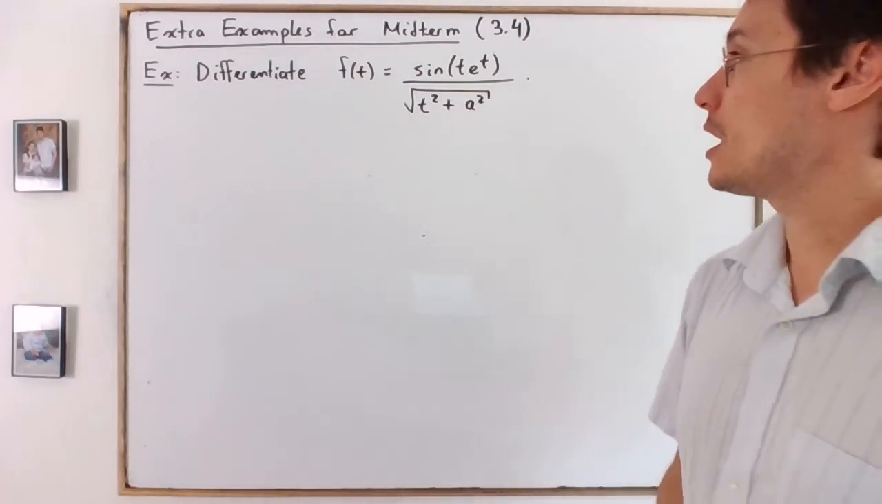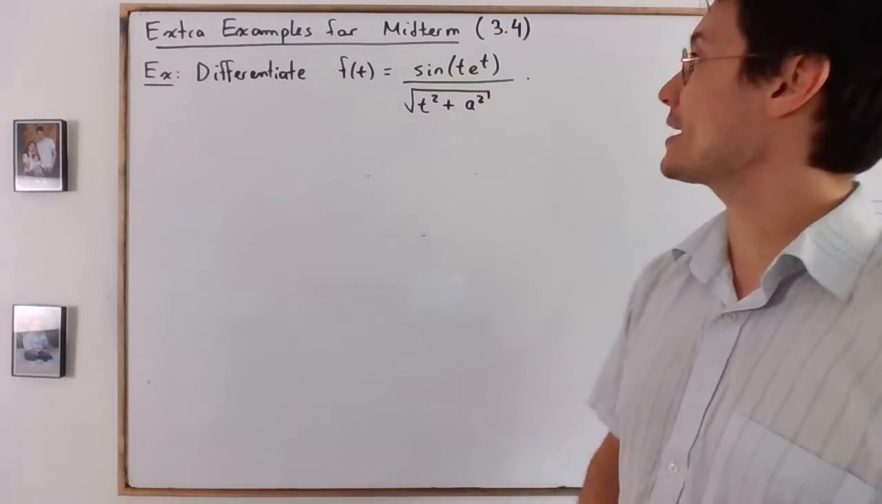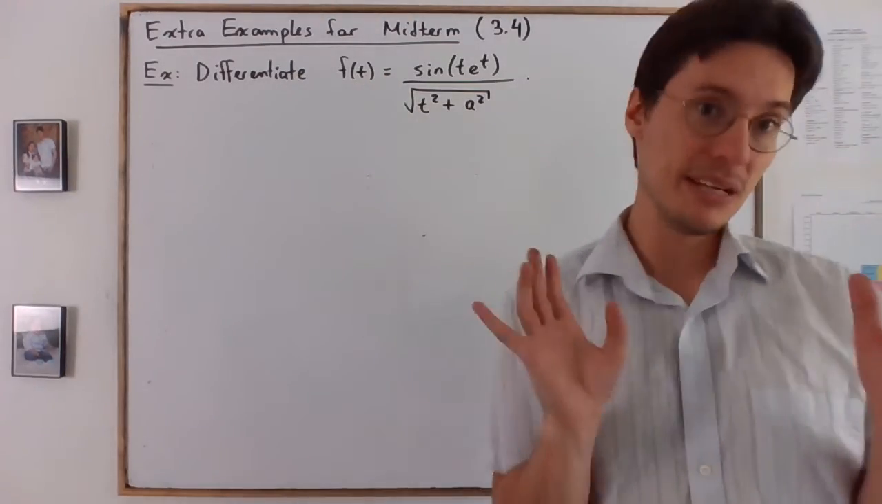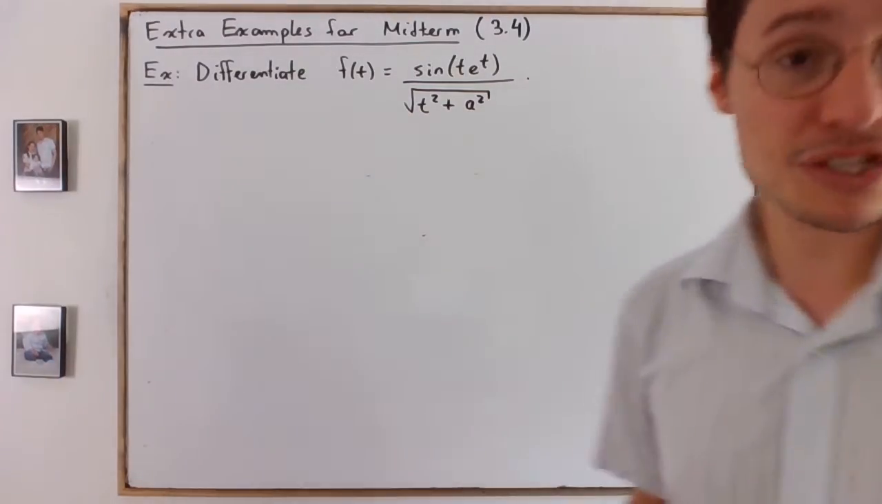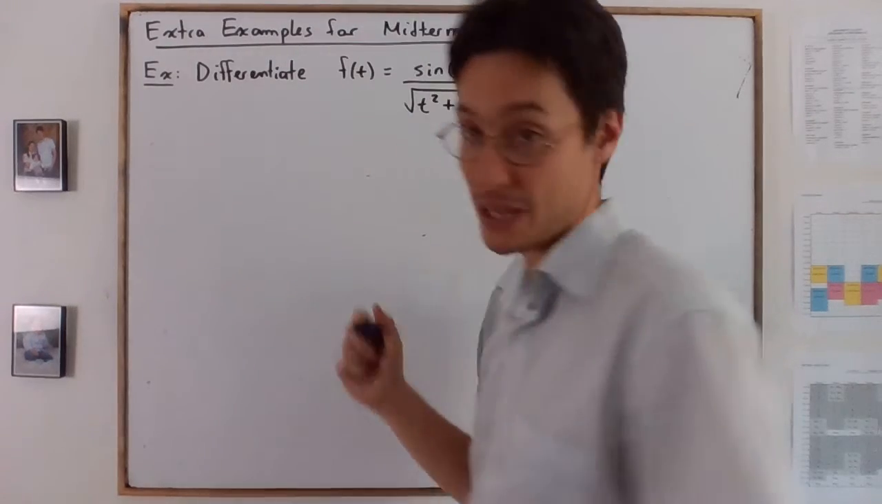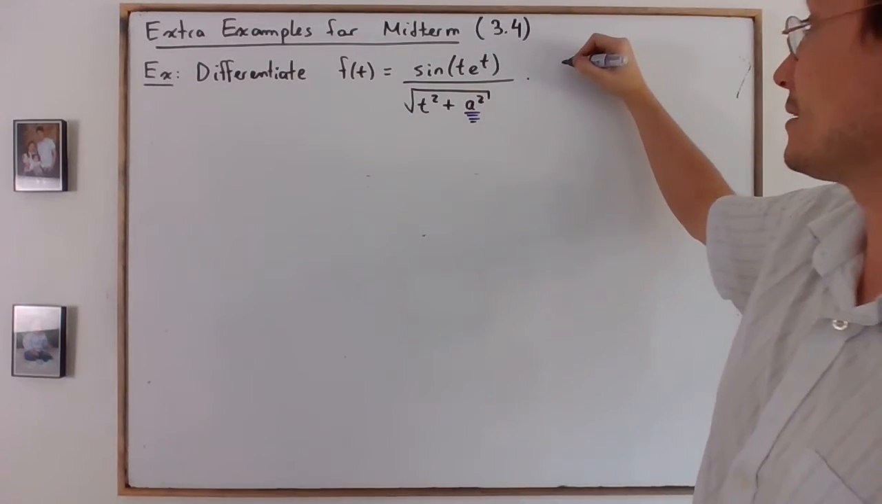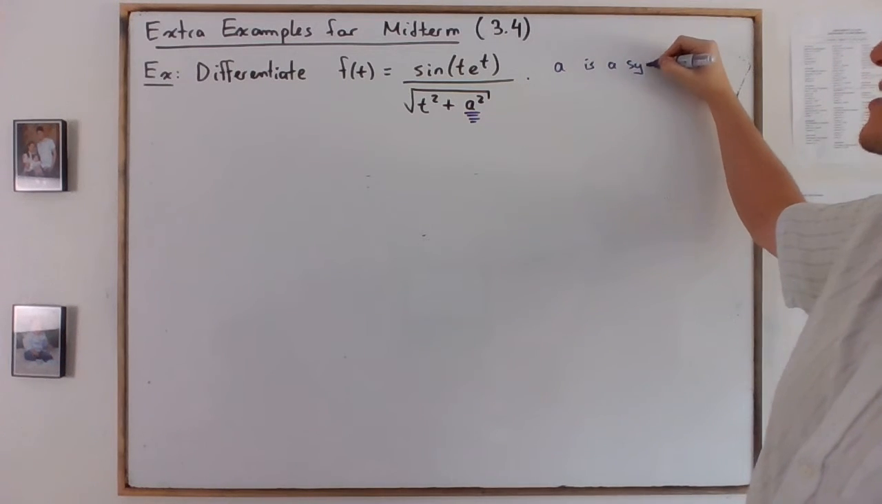Okay. So there's more than one reason I do this example on a video. First one is because the variable is t, so just to get you used to different letters. But also another thing that is important is that this is a here. Okay, in this case, a is a symbolic constant.